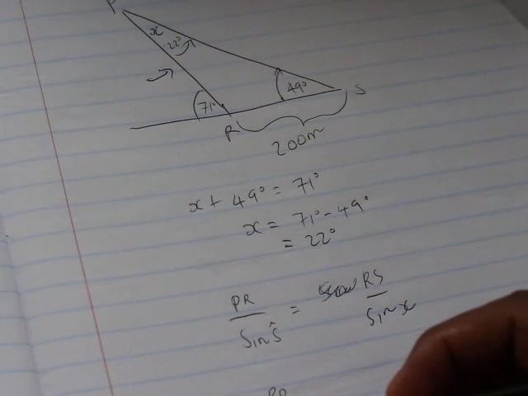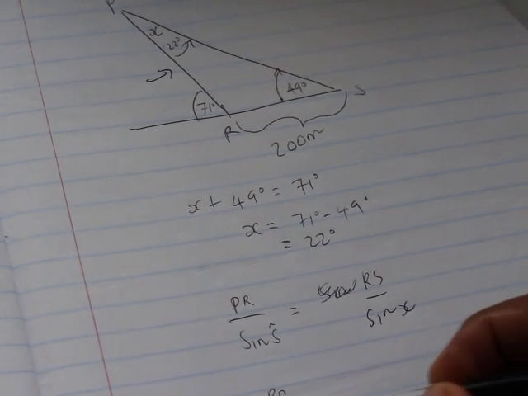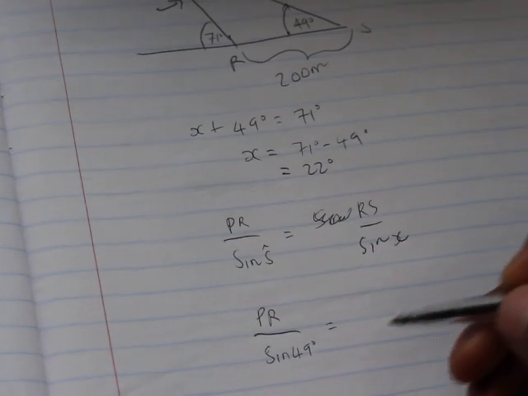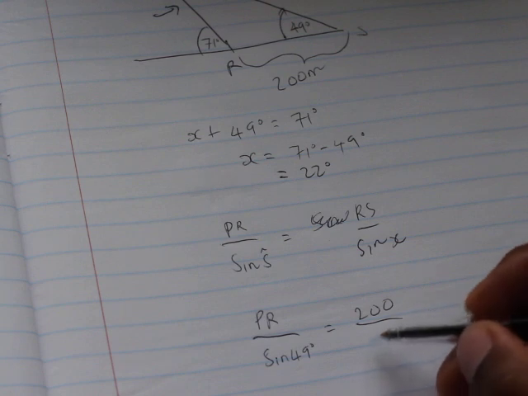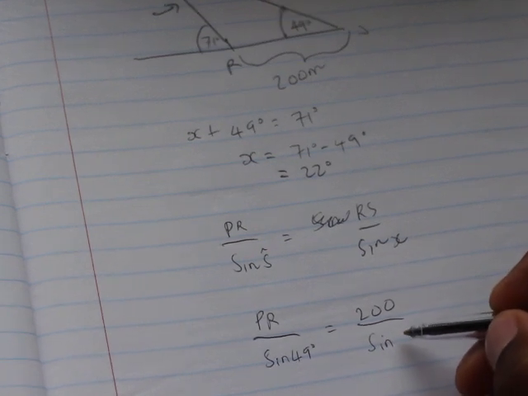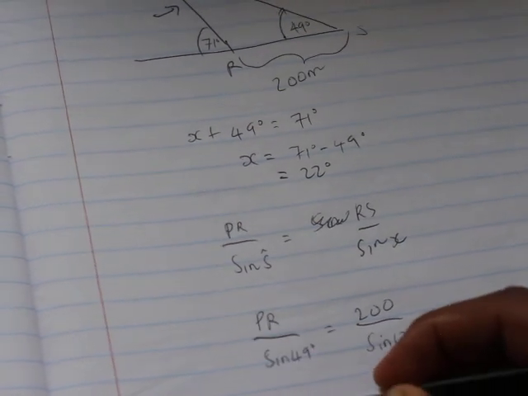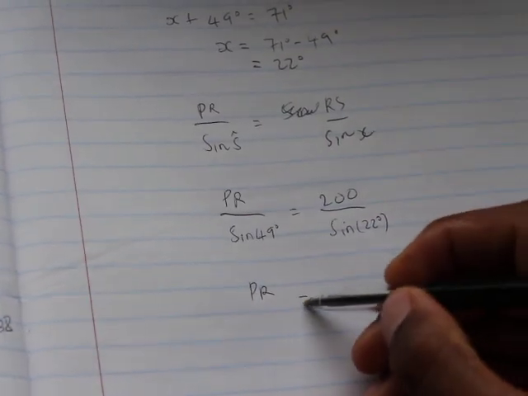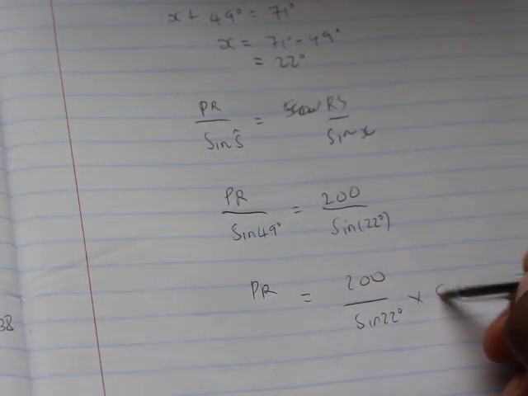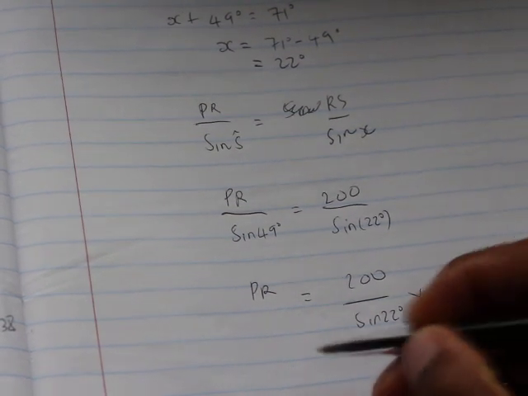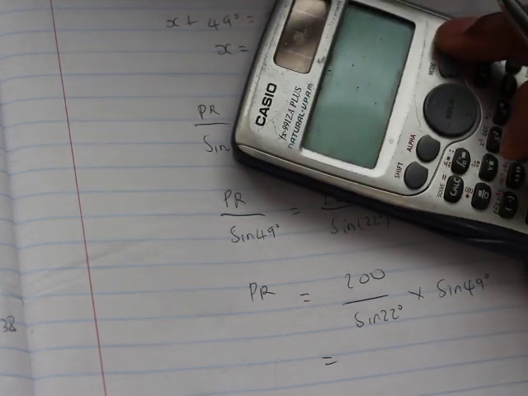But angle S is 49, so sine of 49 degrees is equal to RS, which is given as 200, over the sine of x. x is just 22 degrees. So PR is just going to be 200 over sine 22 degrees times sine 49 degrees. That's PR. Okay, so you punch that into the calculator and we see what we're getting.